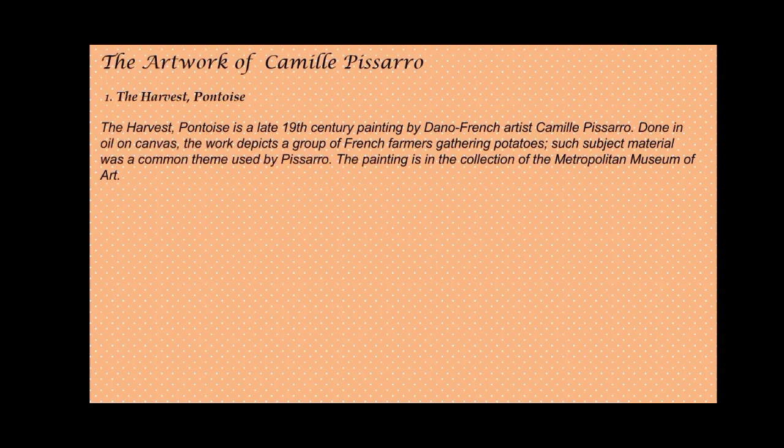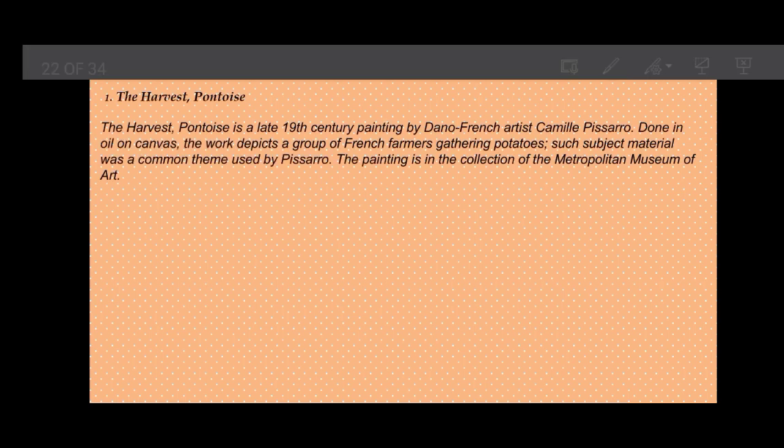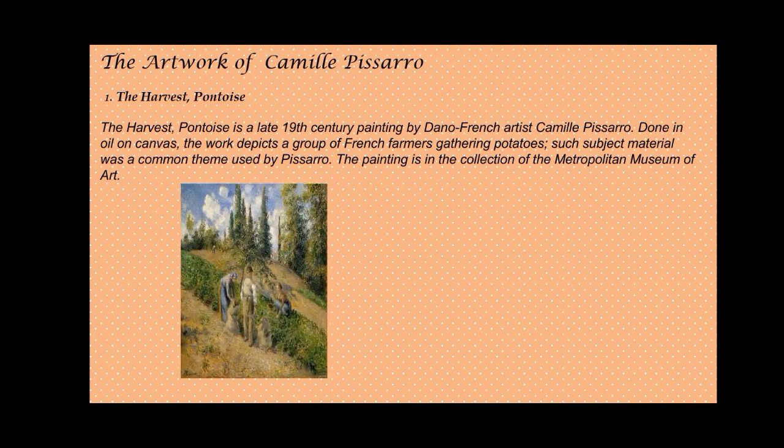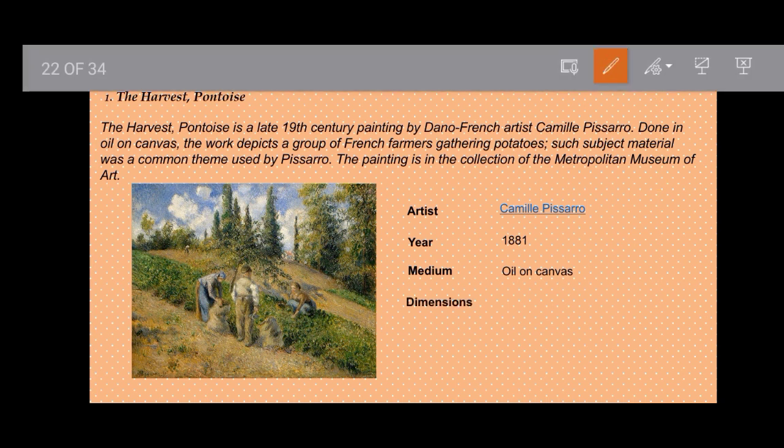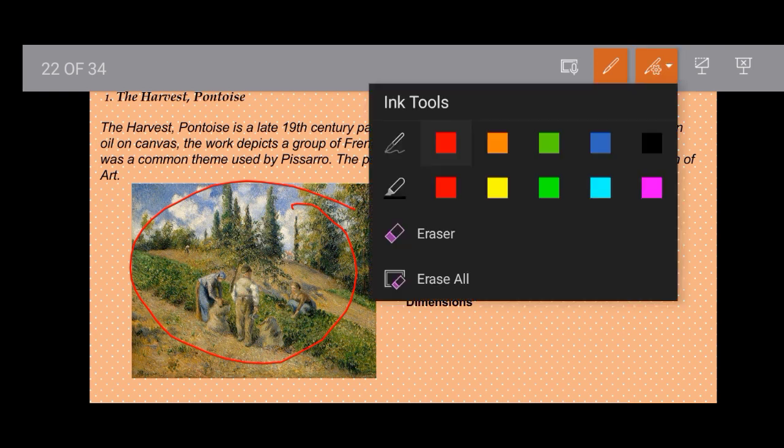One artwork of Camille Pissarro is The Harvest, Pontoise. The Harvest, Pontoise is a late 19th century painting by Danish-French artist Camille Pissarro, done in oil on canvas. The work depicts a group of French farmers gathering potatoes. So we see here farmers gathering potatoes, which he captured, and he was inspired to paint this, which is how he made this artwork.